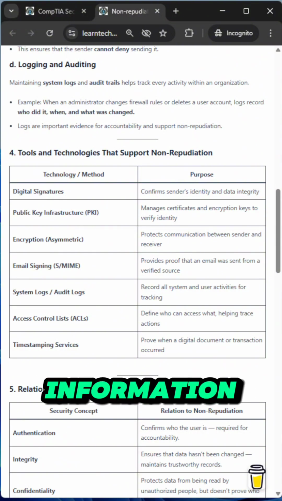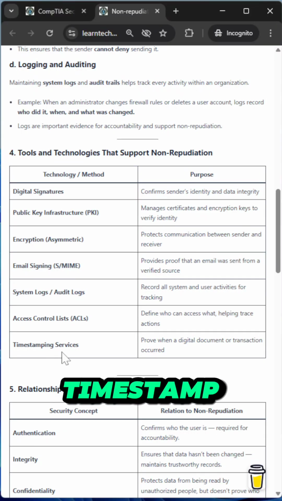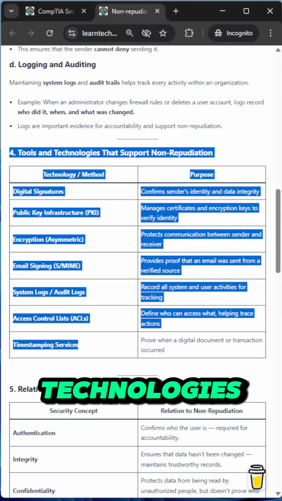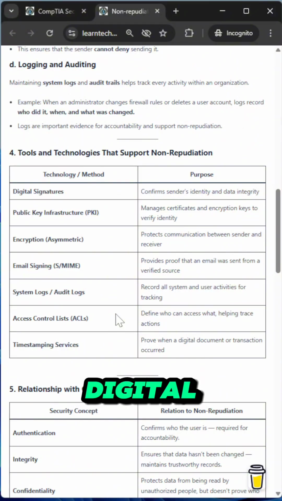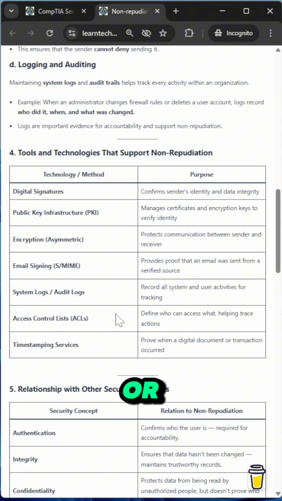It saves that information: this person did this, it happened, and the end result is this. A timestamp is when you have the date and time associated with every action in the log. So these are the digital systems or technologies that we use to confirm non-repudiation, so a person or a system cannot deny later on that they did it.